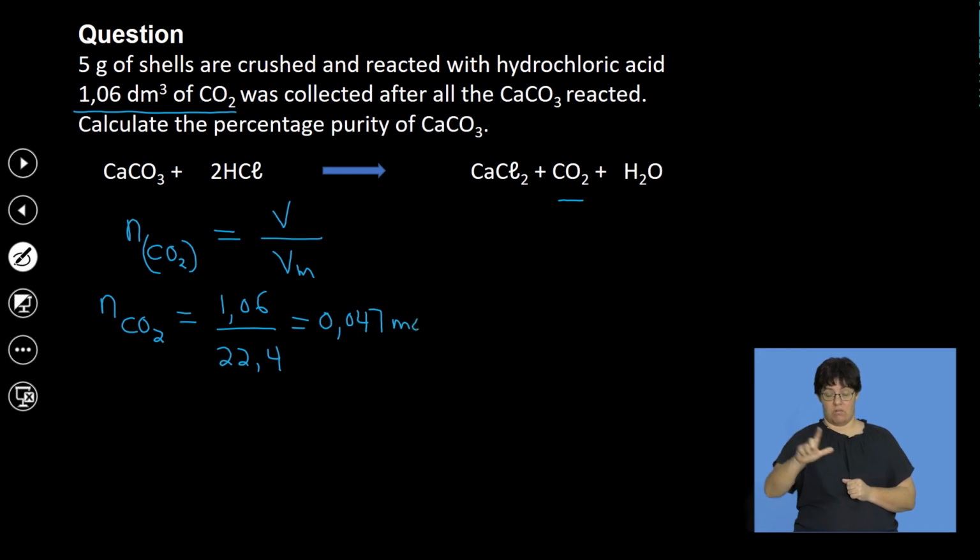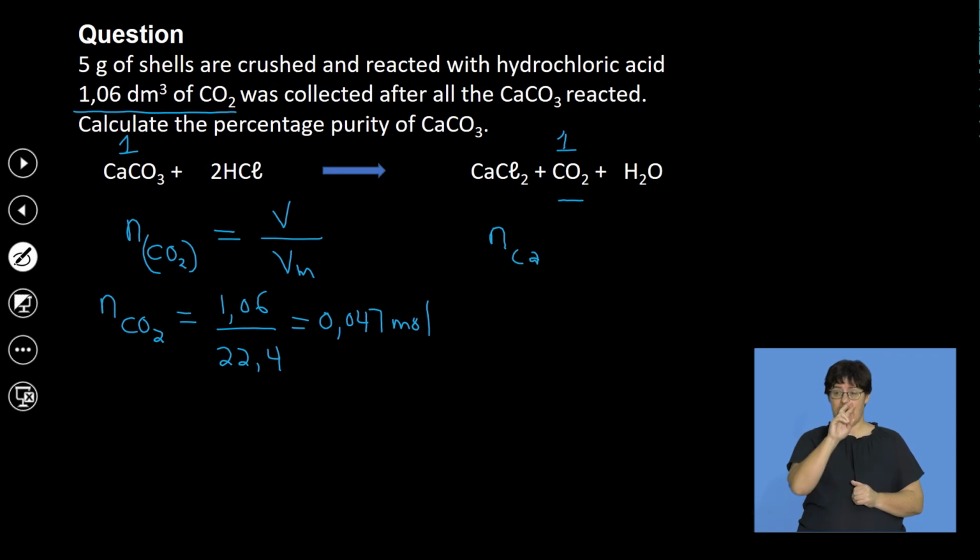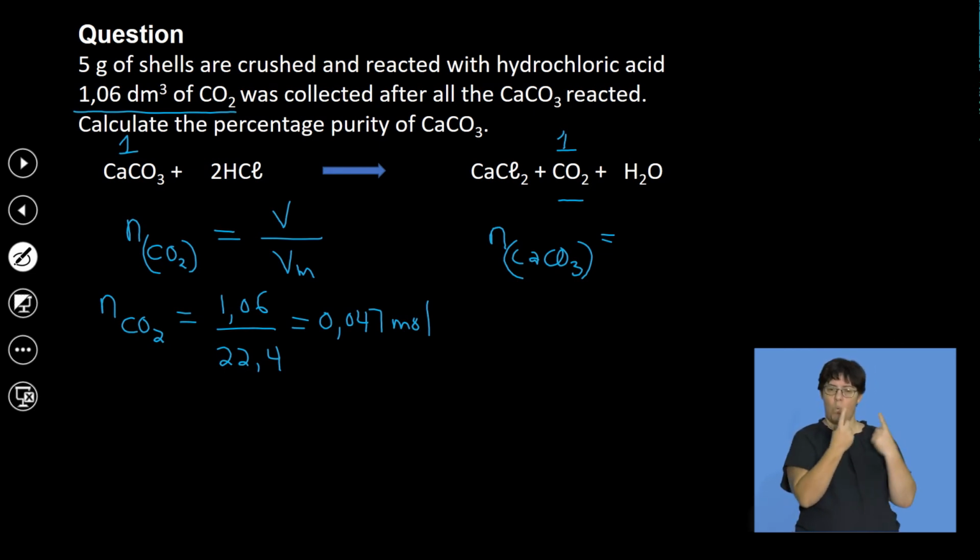0.047 moles, okay? Now, if we work backwards, we'd ask ourselves that if 1 mole of carbon dioxide is produced by 1 mole of calcium carbonate, it means how many moles of calcium carbonate are present. So the moles of calcium carbonate is equal to the same number of moles, because it's 1:1, which is 0.047 mole, okay? This is based on the stoichiometric ratio, right?